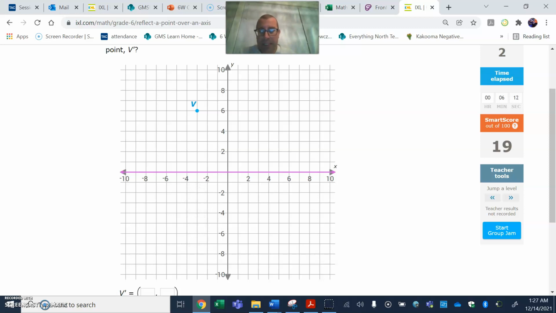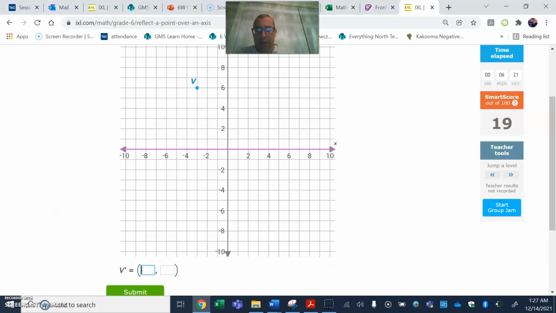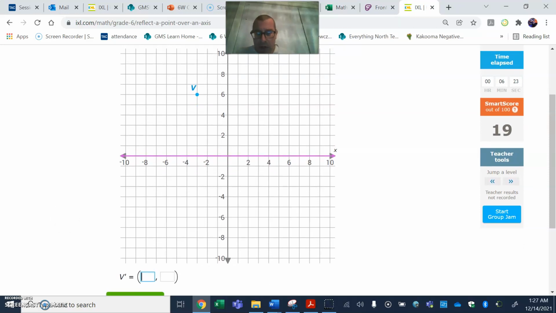And so because of that, oh, they're making me type in the ordered pair. Oh my goodness. All right. Because I had to count down 6, we went to the left to -3, and then I had to go down to -6. Whoops, got to get them over the other one. And there we go.